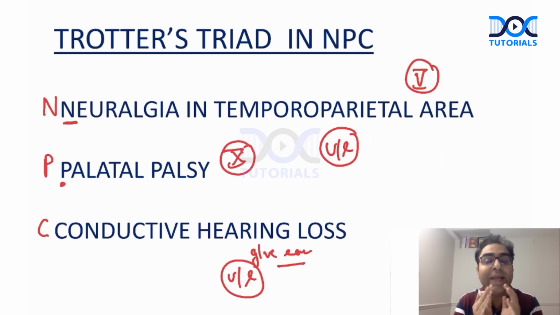I told you, nasopharyngeal carcinoma has got high chance of cranial nerve involvements, and that cranial nerve involvement along with the conductive hearing loss due to glue ear gives a triad called Trotter's triad. It is seen in NPC. That mnemonic is also NPC. N for neuralgia in temporoparietal area due to fifth nerve involvement. P for palatal paralysis due to 10th nerve involvement, and C for conductive hearing loss due to glue ear. And all of these features are unilateral and ipsilateral.